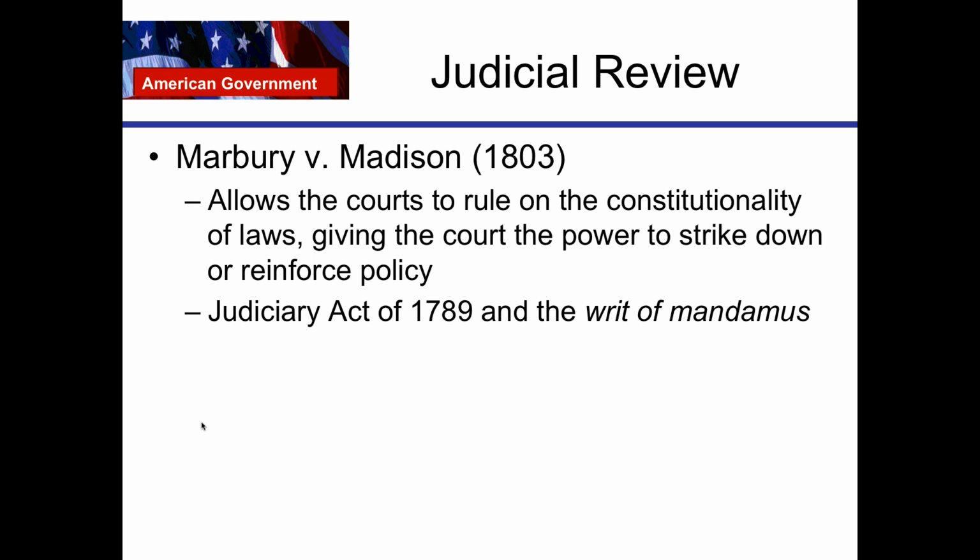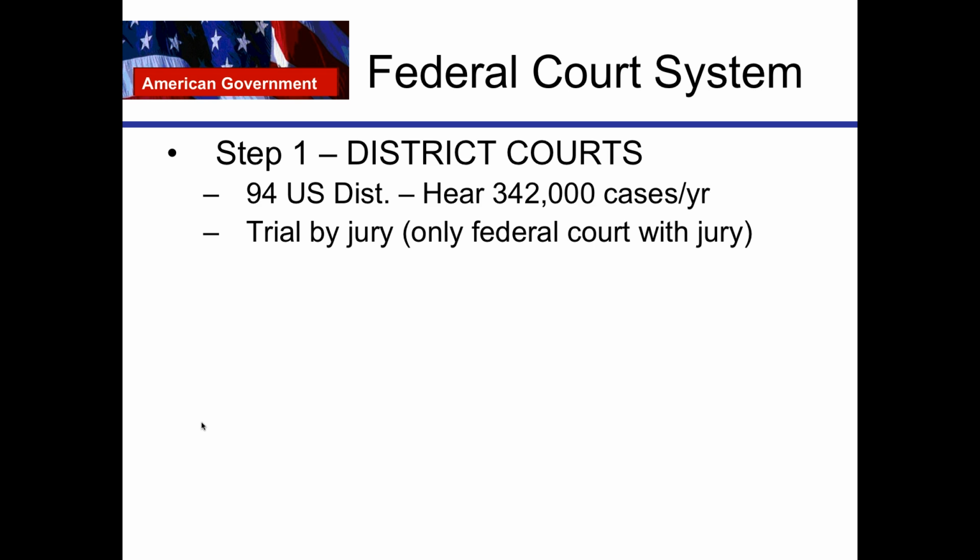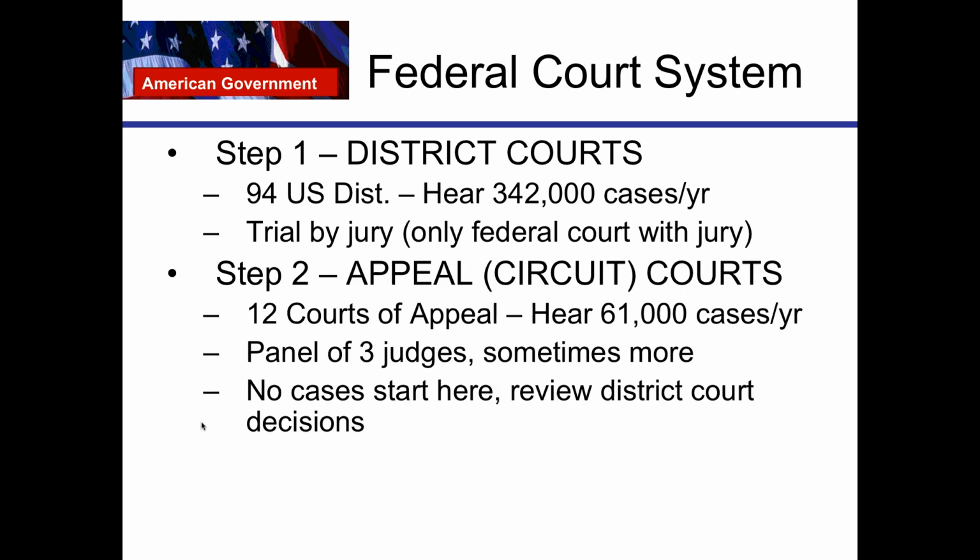Okay, so let's take a look at the court system and how it is organized. So the lowest court in the federal court system are district courts. They hear hundreds of thousands of cases a year. There's a trial by jury. Then you have appellate courts. There are 12 courts of appeals. There's a panel of 3 judges, sometimes more. No cases start here. They review district court decisions.